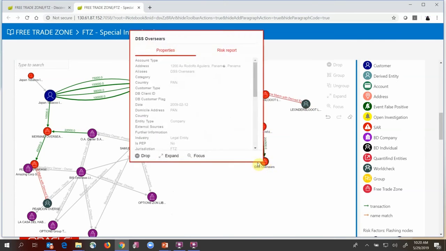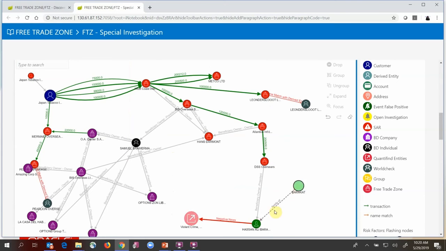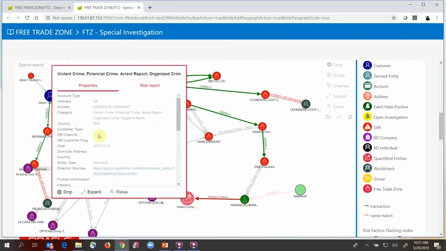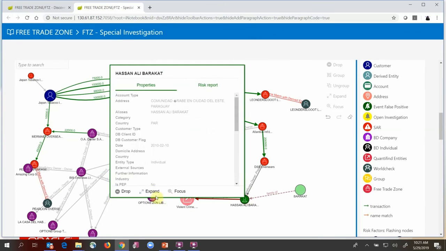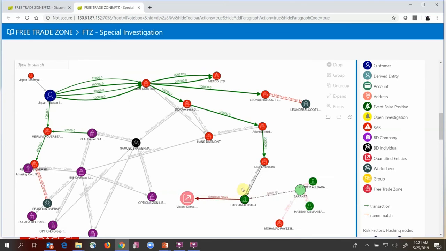Let's go ahead and expand DSS Overseas. All right, we can see West Coast Overseas has a beneficiary owner named Hassan Ali Barakat, who is part of a very prominent family called the Barakat family. We can also see there is negative news on Hassan Ali. We can right click and get the details. If we expand Hassan Ali further, let's see if we can find more information.